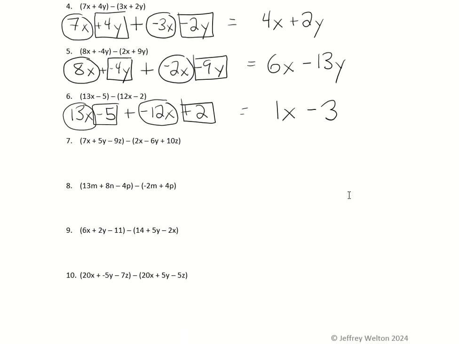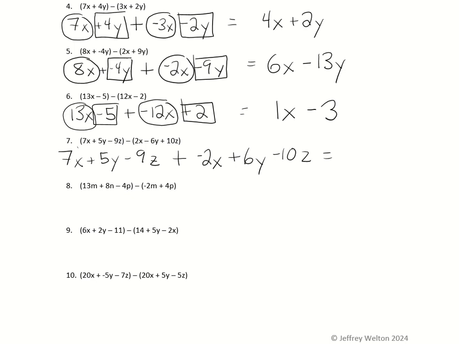On number 7, we're up to 3 terms in each of these parentheses. We're going to follow the same process. Please leave the first 3. And you'll notice I'm dropping the parentheses because they aren't really necessary after we do this adding the opposite method. I'm going to change that subtraction sign to an adding sign. The opposite of 2x is negative 2x. The opposite of subtracting 6y would be adding 6y. And the opposite of adding 10z would be subtracting 10z.